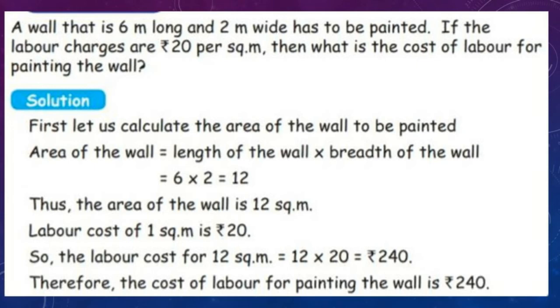Now what they have given, labor charges is for 1 square unit they are charging rupees 20. So we got the answer 12. 12 into 20 equal to 240. So the labor charge for painting all the walls is 240 rupees. That means the labor charge for painting the walls is 240 rupees.